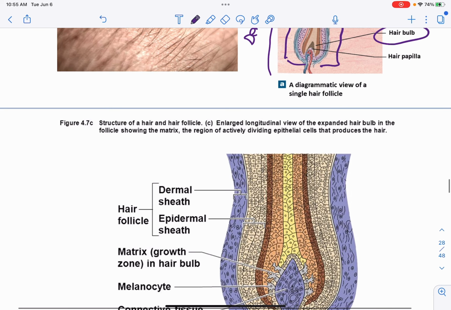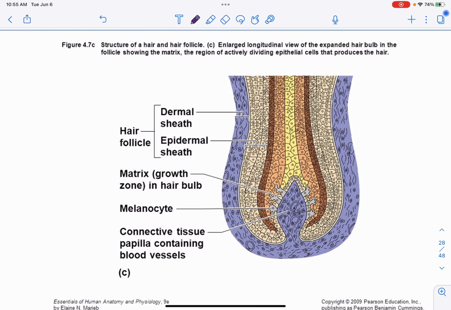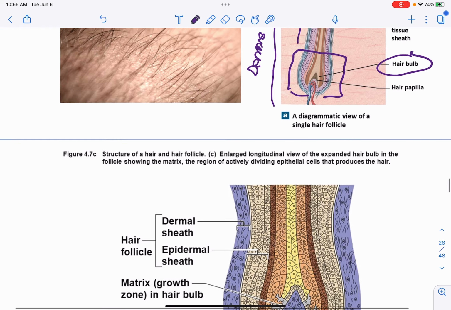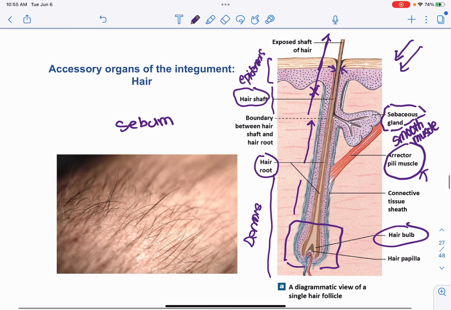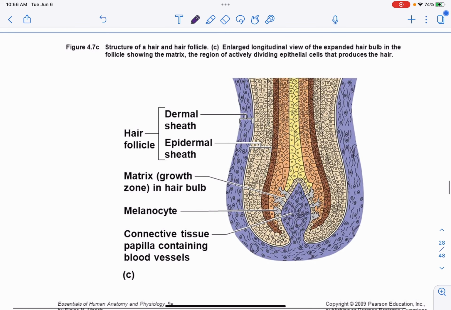All right, so before I go over the histology, I want to take a closer look at the bulb. I also want to make sure, did I tell you, most of the hair is dead, okay? The only real living part is down here in the bulb. All right, so let's take a closer look at what's going on with this bulb.